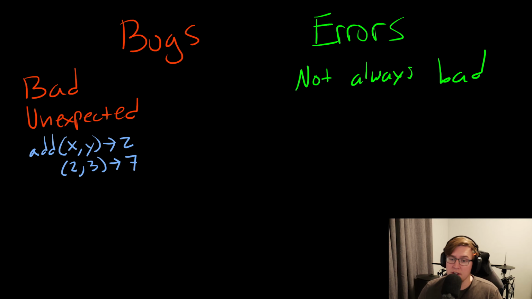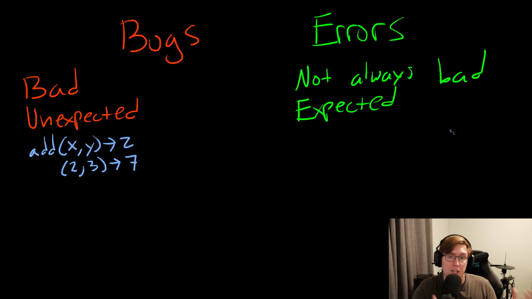An error, on the other hand, is very often expected. And our job as programmers is to handle that error gracefully. So the way we approach fixing bugs and errors is quite different, right? When we have a bug, really the only thing we can do is go fix the code, right? We actually have to go fix our application.